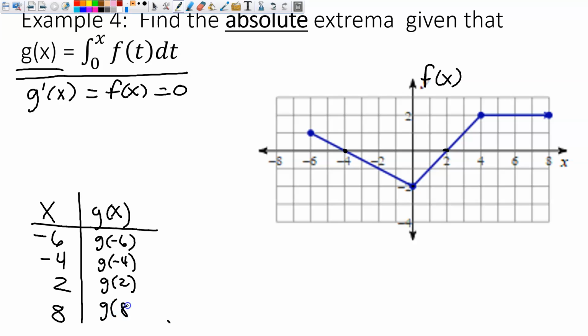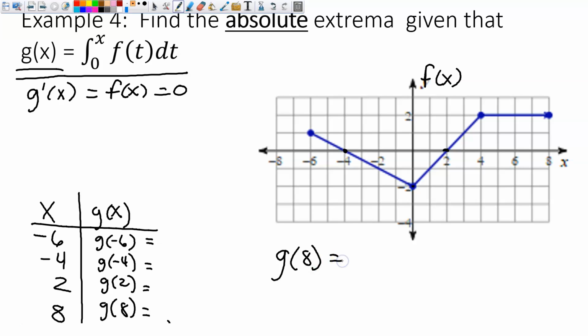We have to plug in a number here for each one of these. So let's go ahead. I'm going to start with g of 8. Okay, I'm going to do g of 8. How do we find g of 8?